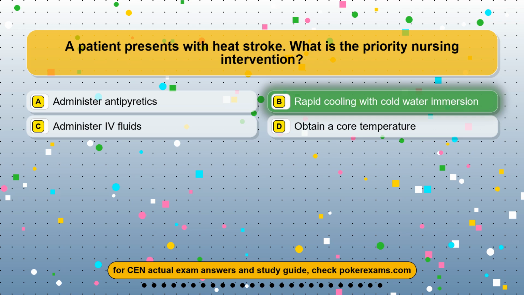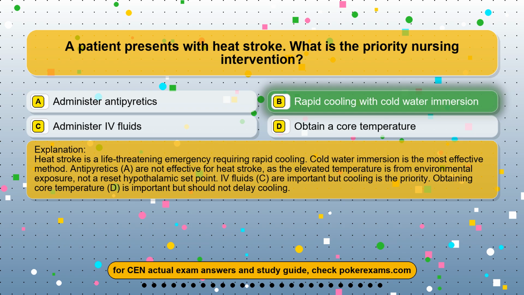The correct answer is option B. Rapid cooling with cold water immersion. Heat stroke is a life-threatening emergency requiring rapid cooling. Cold water immersion is the most effective method. Antipyretics, A, are not effective for heat stroke, as the elevated temperature is from environmental exposure, not a reset hypothalamic set point. IV fluids, C, are important but cooling is the priority. Obtaining core temperature, D, is important but should not delay cooling.